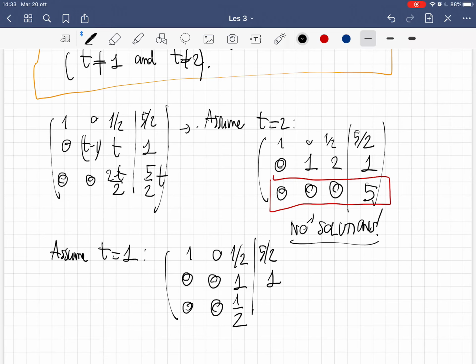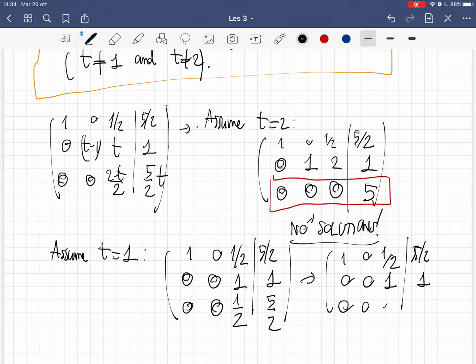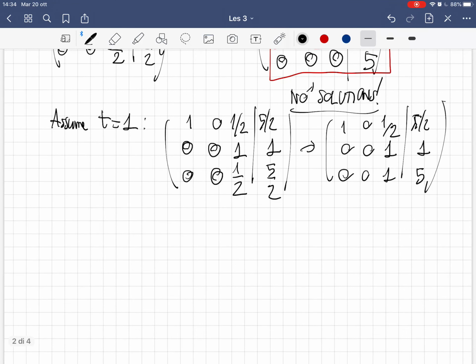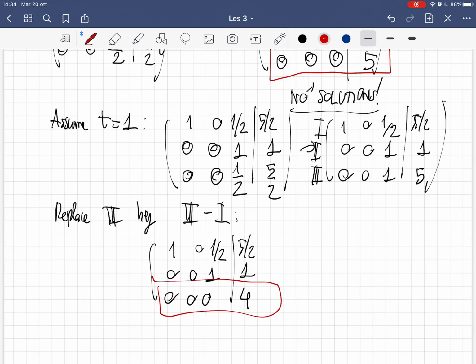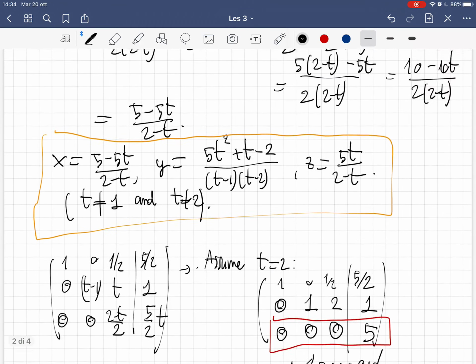And this is now 0, 0, 1 over 2, 5 over 2. And here you get 0, 0, 1, 1, 0, 0, 1, 5. Then, if you want to, you can replace the third row by the difference, and you would get 1 0 0 0 1 1, and this is going to be 0 0 0 and 4, and again from this you see that there are no solutions. So we are done. We're finished.